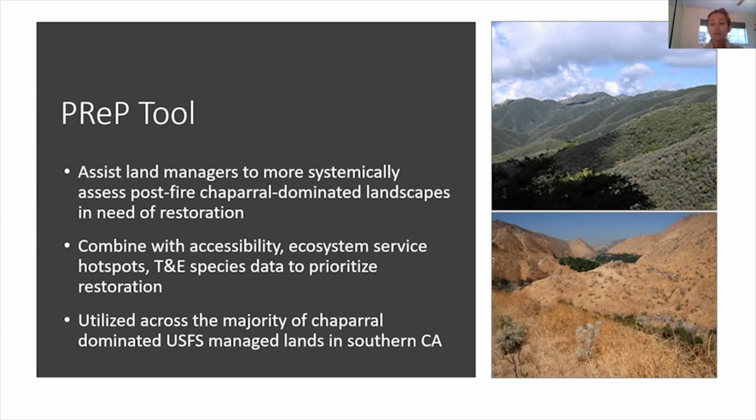And lastly, the tool is not constrained to fires solely on the Angeles National Forest. Rather, it can be applied to any recently burned chaparral landscape on National Forest Service land in Southern California. So this includes the Cleveland, San Bernardino, and Los Padres National Forests. And with the amount of fire we've already seen in Southern California this year, I'm very excited that the tool can help us make decisions on where to focus restoration efforts across these vast landscapes.